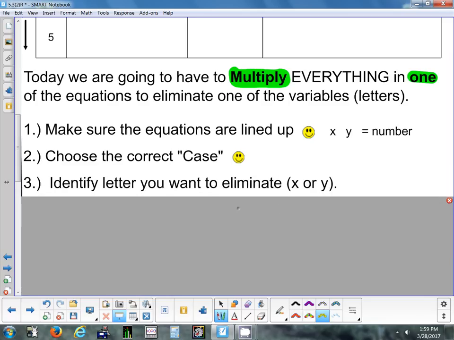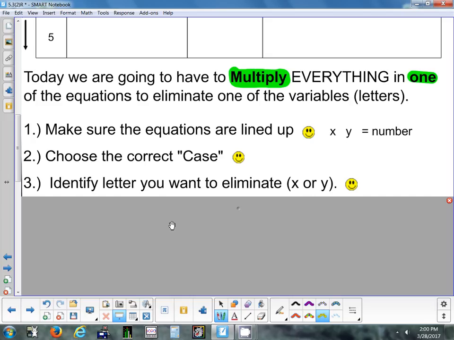Number 5, identify the letter you want to eliminate. All right, we're going to talk about this in just a second. On your template for today, a few things got added. On there, Mr. Hager and I are going to ask you to identify what you are eliminating, the X or the Y. And there'll be a spot for you to circle that on the template today. That's a little bit different than yesterday. So you're going to identify the letter you want to eliminate. Is it X or is it Y?